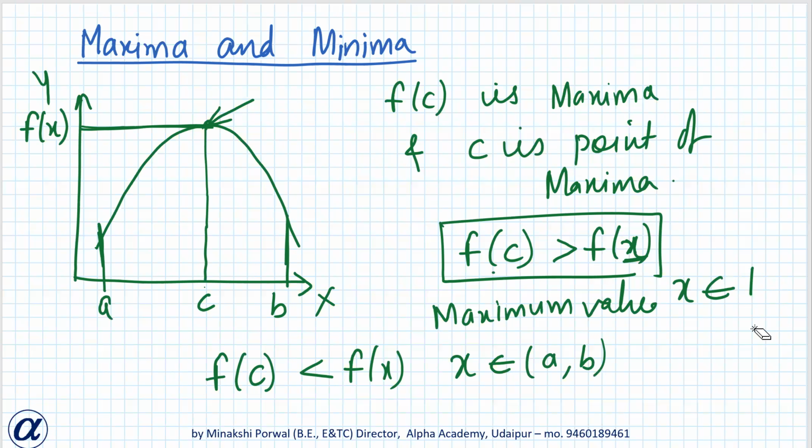Instead of I, I can write a to b also. Like if it is defined in this open interval a to b, we can write it this way, a b, or I, same thing. So now let us take example 26.